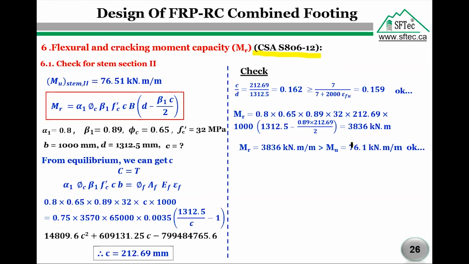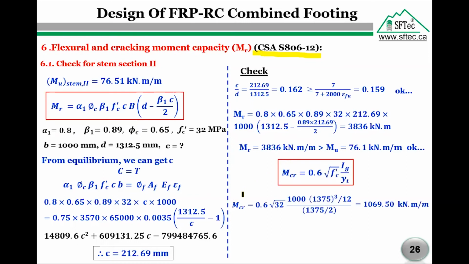the maximum factored moment. The cracking moment can be calculated using this equation for stem section number 2. So M crack equals 1069.50 kilonewton meter per meter run. By comparing the flexural moment capacity and 1.5 M crack, the flexural moment capacity here exceeds 1.5 times the cracking moment capacity and satisfies the minimum reinforcement condition for the Canadian standard S806-2012.